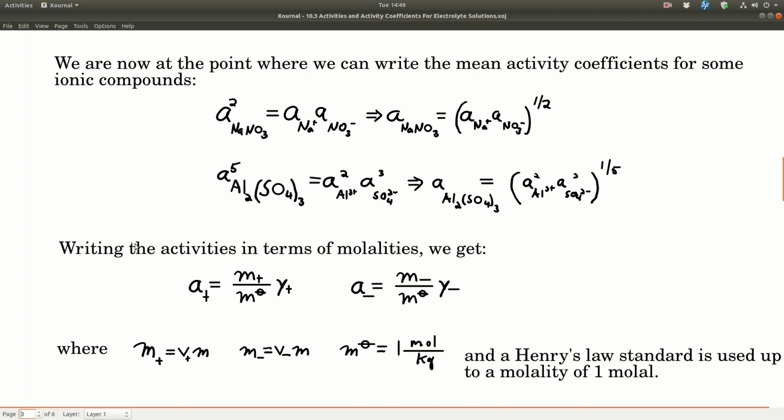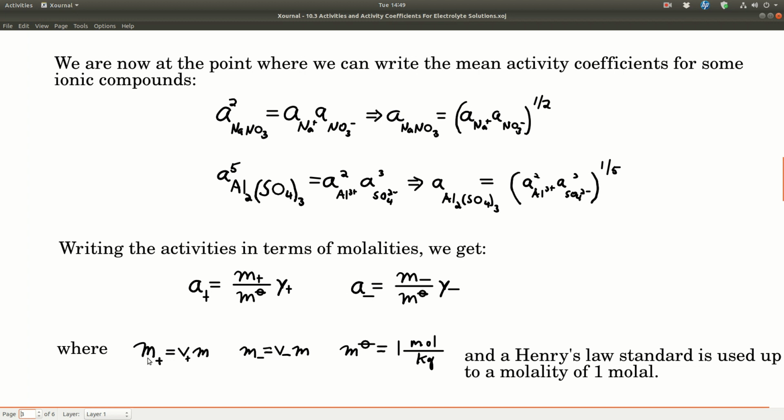So we can say, we'll do it this way, just like we did with activities before. The activity of the cation is the molality of the cation divided by the standard molality, which is just 1 molal, times the activity coefficient of the cation, and same thing for the anion.